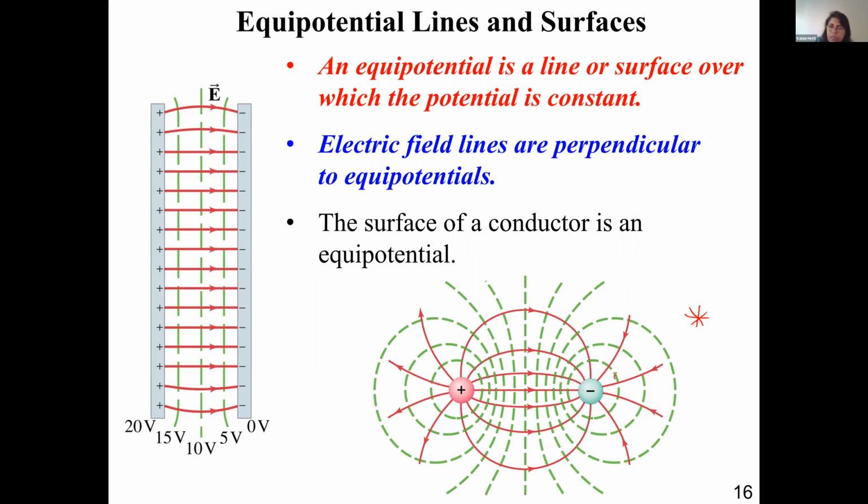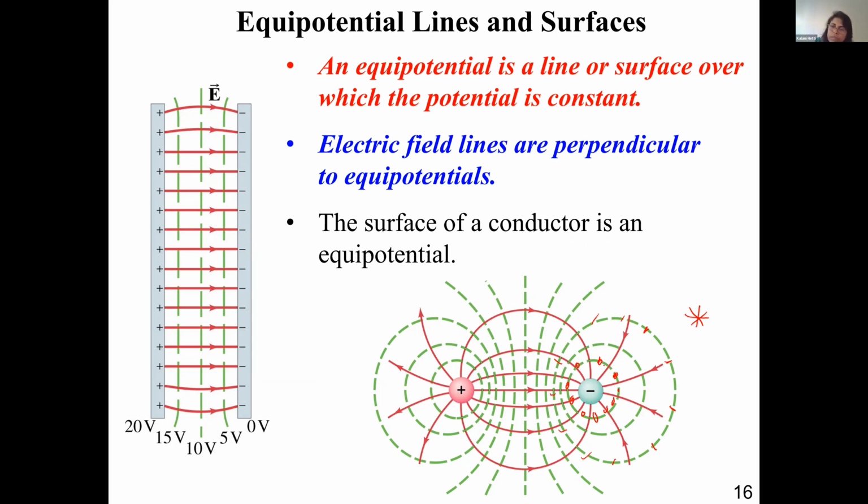That means if I calculate the potential on this circle, everywhere I have the same potential. That is what we call an equipotential line. And if I calculate everywhere on this circle, you're going to see the same potential. That is another equipotential line. Right? Those are called equipotential lines.